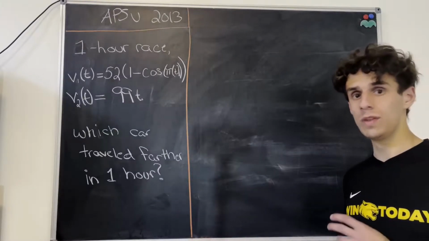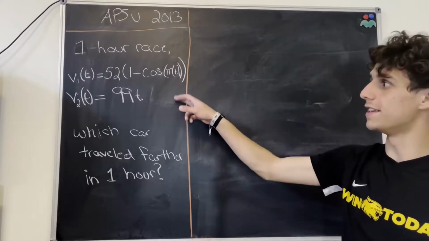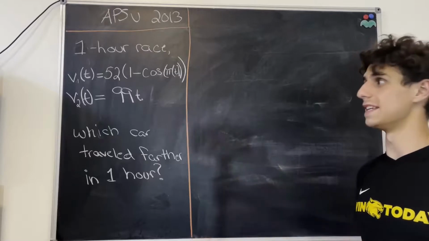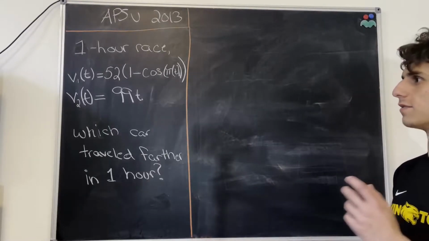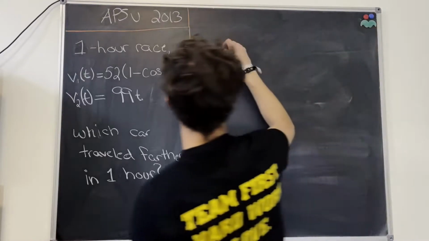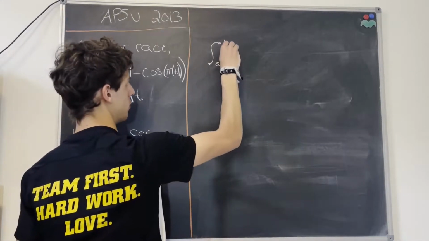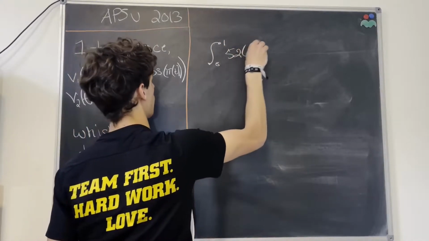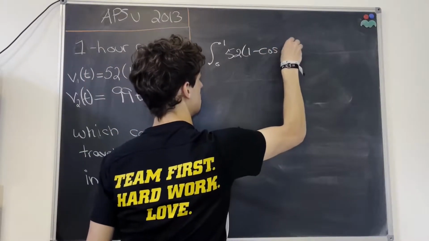What we want to do is compare the integral from 0 to 1 for both of these equations, because the antiderivative of velocity is position. So it gives us two different distances that we can work with. So let's take the integral from 0 to 1 of the velocity of the first car. That's 52 times (1 minus cosine pi t) dt.